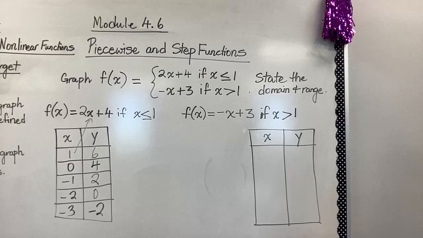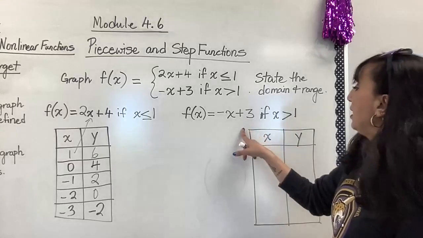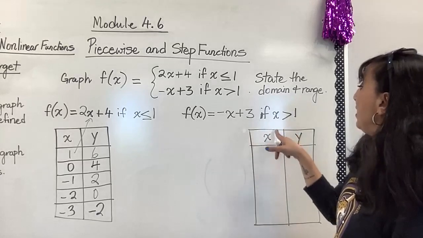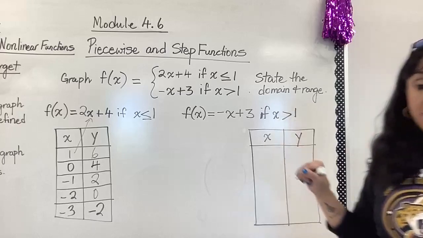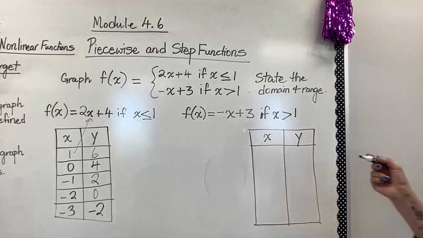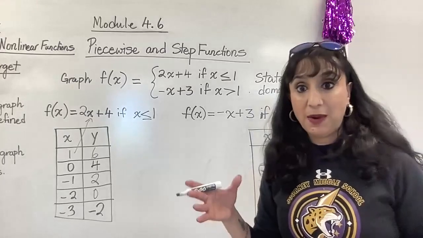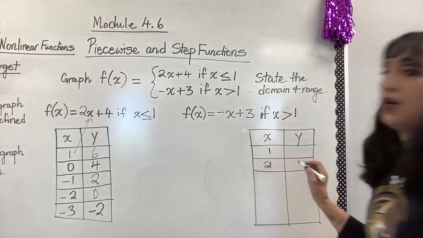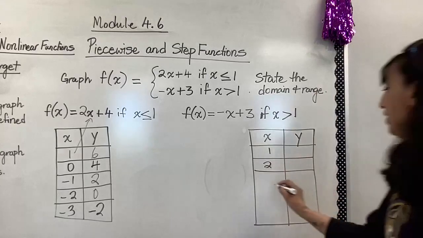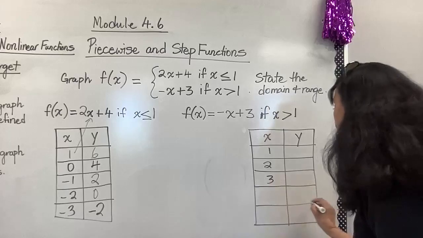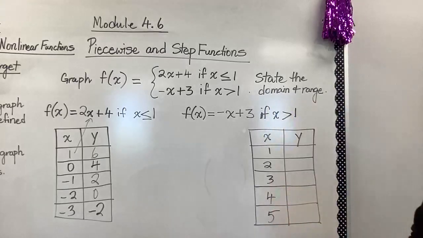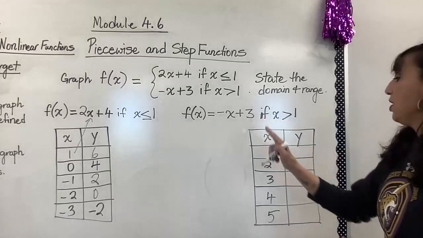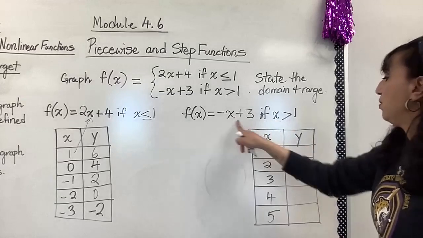It is saying graph f of x is equal to -x plus 3 if x is greater than 1. So we are going to start with 1 and we'll talk about that in a minute as to why. Okay, so we go 1, 2 and greater than 1. So let me take just 5 values, 3, 4 and 5. And then it's saying -x plus 3, sorry.